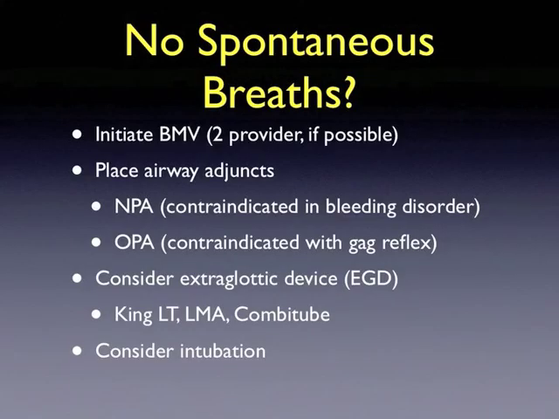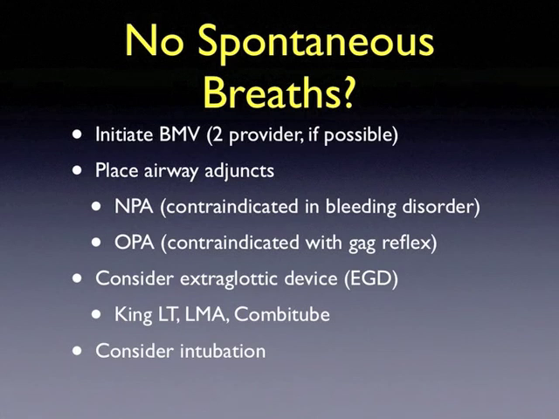If the patient isn't spontaneously breathing after you've opened the airway, you want to initiate bag mask ventilation. At all times, if you have two providers available, you want to do two-man bag mask ventilation. Always consider placing an airway adjunct. Nasopharyngeal airways and oropharyngeal airways can get you out of a lot of troublesome situations. You can ventilate well over 95% of the population with bilateral NPAs and placement of an OPA. The only contraindication to their use is bleeding disorders with regard to the nasopharyngeal airway, or NPA. And the oropharyngeal airway, or OPA, is contraindicated in patients with an intact gag reflex.